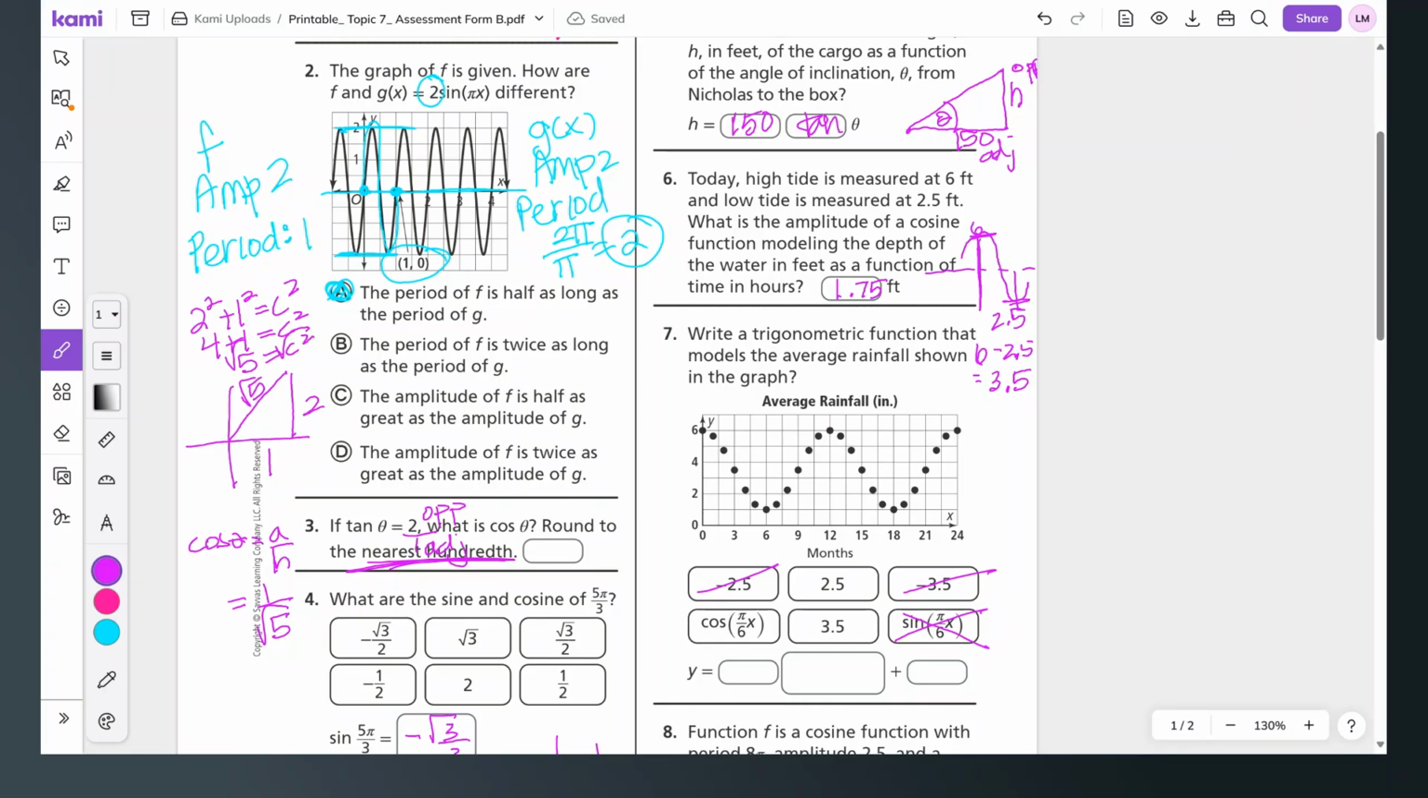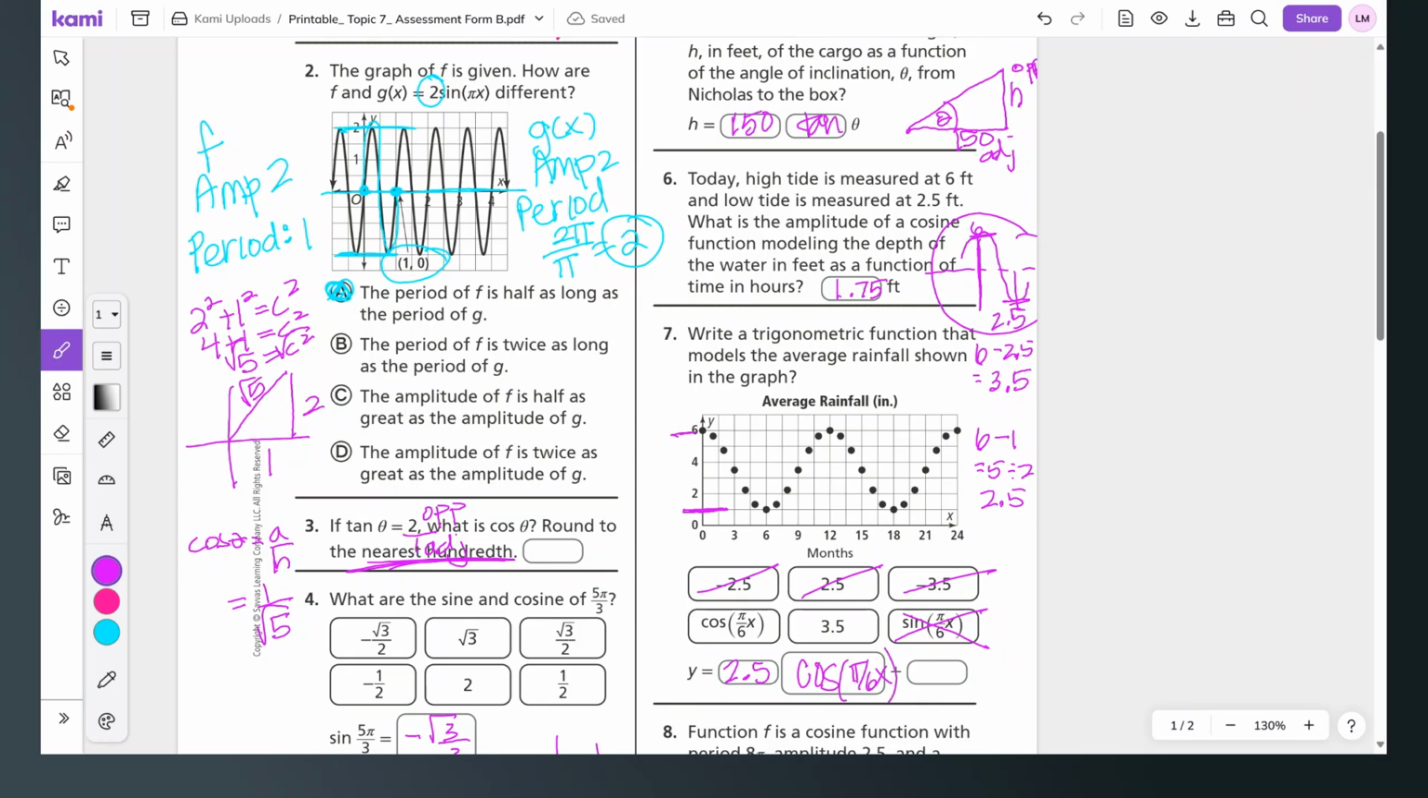Okay, so I'm going to do the same thing I did here when I was looking for amplitude. So I have 1 and 6. So I do 6 minus 1, which is 5, divided by 2 will give me the amplitude. So 2.5 is my amplitude. So I've got that. We're starting high, so I know it's cosine pi over 6x.